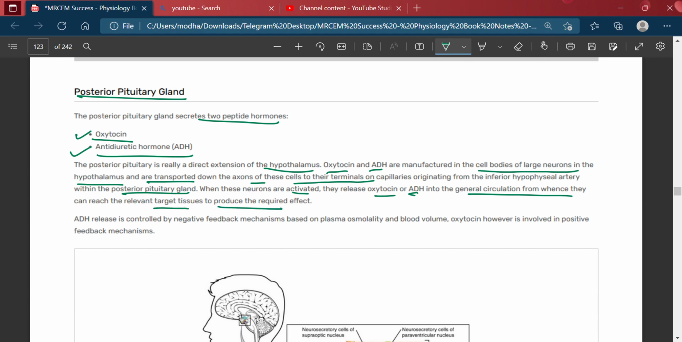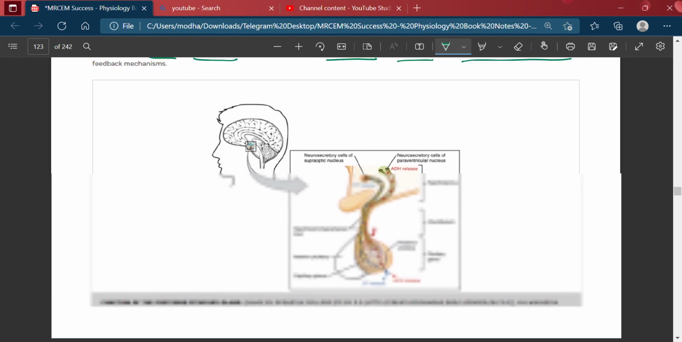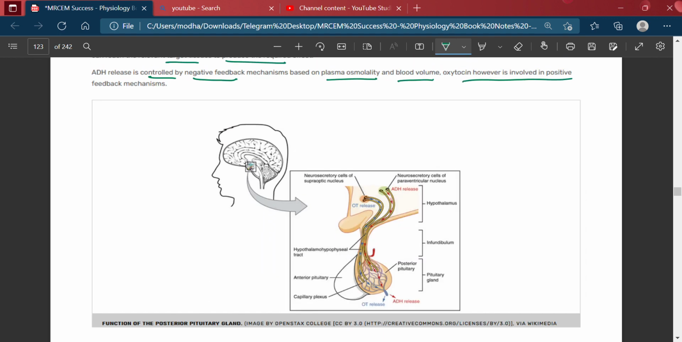Antidiuretic hormone is controlled by a negative feedback mechanism based on plasma osmolality and blood volume. Oxytocin, however, is involved in a positive feedback mechanism. As oxytocin increases, it further increases the oxytocin release.